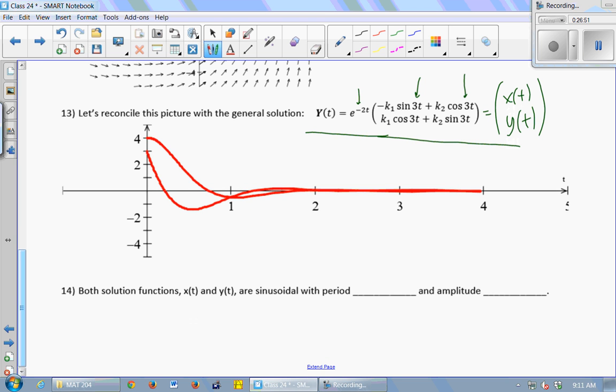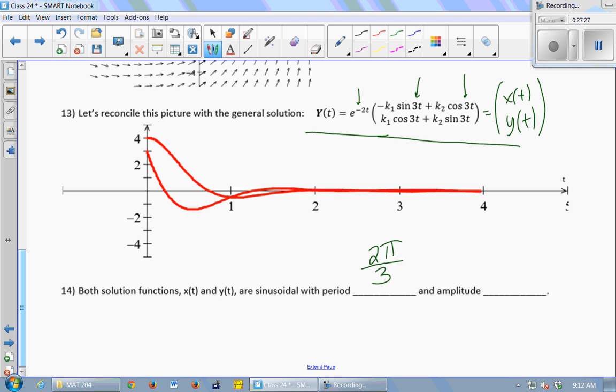So I graphed the actual x of t and y of t solutions here, and you can see they do oscillate and approach 0. It turns out both solutions, x of t and y of t, are sinusoidal because they both have sines and cosines in them. It's a sum of sines and cosines. And remember from pre-calc, the period of a sinusoidal function is 2 pi divided by the b value in front of the t. So in this case, 2 pi over 3 would be the period.